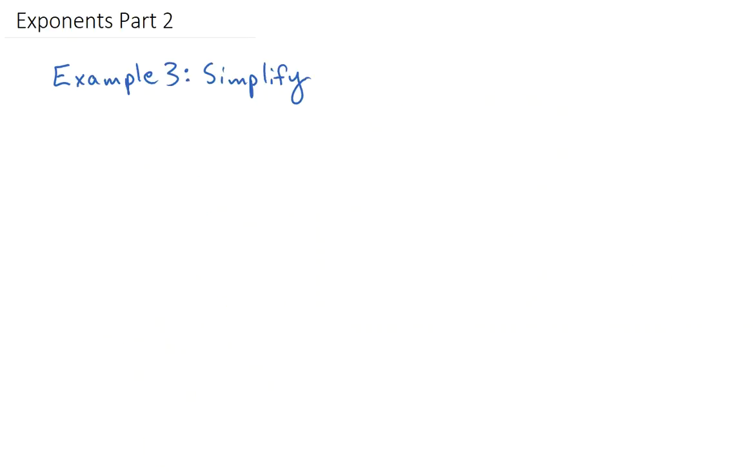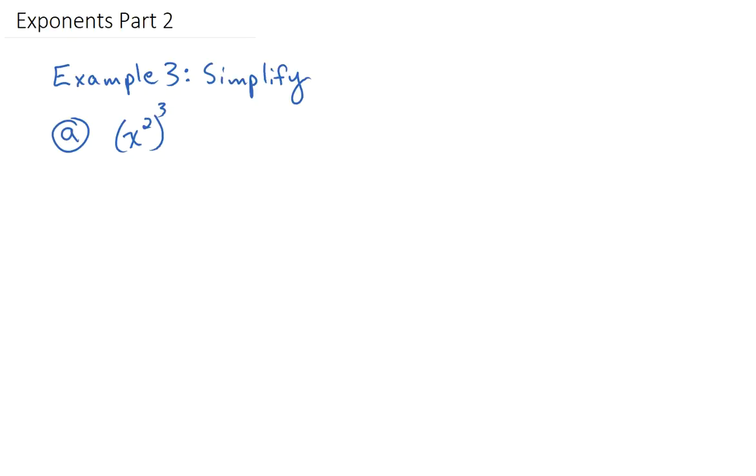Now we're going to up the ante just a little bit more on our exponents part 2. What we're going to do is look at what I call a power to a higher power. For example, let's say we have x squared and then it's raised to a higher power of 3. So 2 is a power and 3 is a power, so it's a power to a higher power.